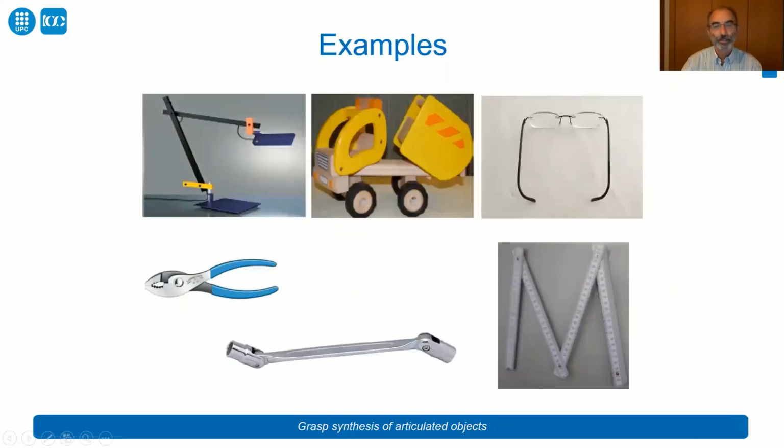Here you can see some examples of deformable objects, articulated objects, so they can change the shape even when they are composed of solid links.